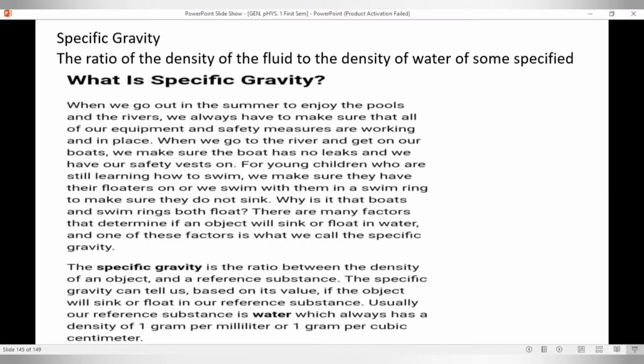which always has a density of 1 gram per milliliter or 1 gram per cubic centimeter. So that is our reference. The density of water is 1 gram per milliliter or 1 gram per cubic centimeter. So anong mangyayari ngayon? So in other words, kapag less than, kasi ang ating reference substance, ang kanyang density rather, is 1 gram per milliliter or 1 gram per cubic centimeter.